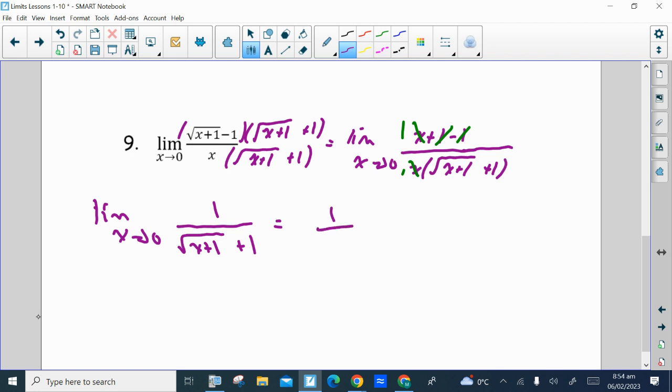When x does equal 0, on the bottom you're going to have the root of 0 plus 1, which is the root of 1, or 1, plus another 1 gives us 2. And so there's the value of that limit.